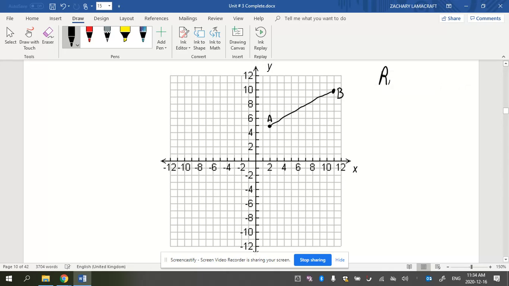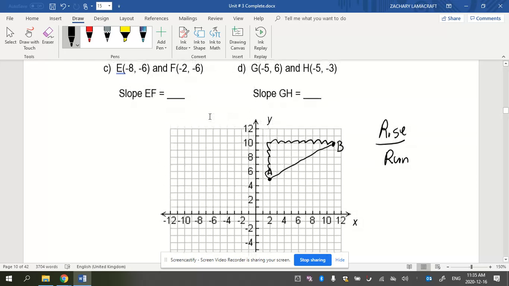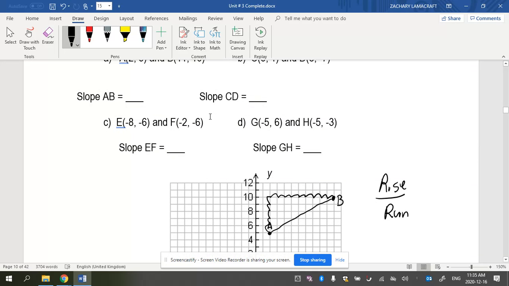So remember, again, it's our rise over our run. And if I go from A, I'm rising 1, 2, 3, 4, 5. And my run is 1, 2, 3, 4, 5, 6, 7, 8, 9. So if I wrote this in, my slope of AB would be 5 over 9. Can we reduce that? No, we can't, right? So that's our slope, 5 over 9 for A to B. Okay?